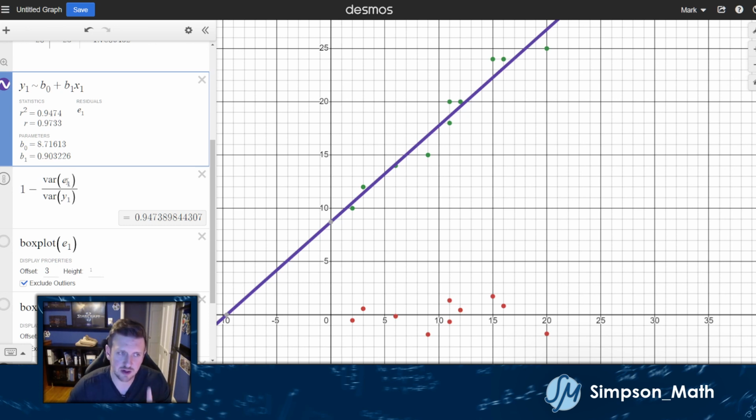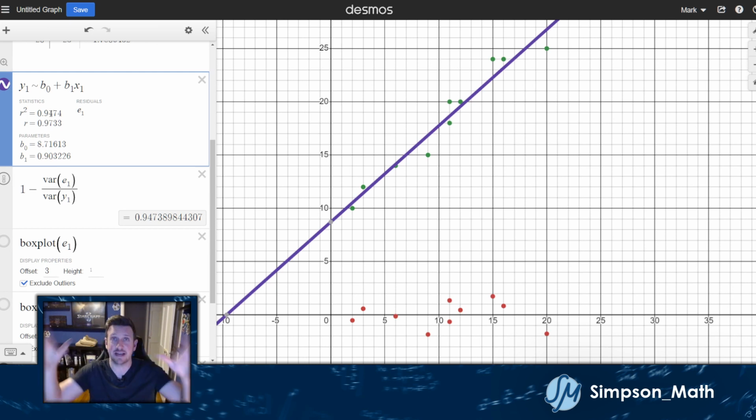Now, a little disclaimer: the standard deviation of e has its own formula. It divides by n minus 2. It's a little bit different. I don't know if this is Desmos being smart, if it's the proper variance of the residuals or not, or if I'm just getting lucky for the first few decimal places, but this is more big picture than a precise calculation. So this is the variance, or at least a reasonable estimate of the variance in my residuals, divided by the variance in my y's, and 1 minus that gives me R-squared.